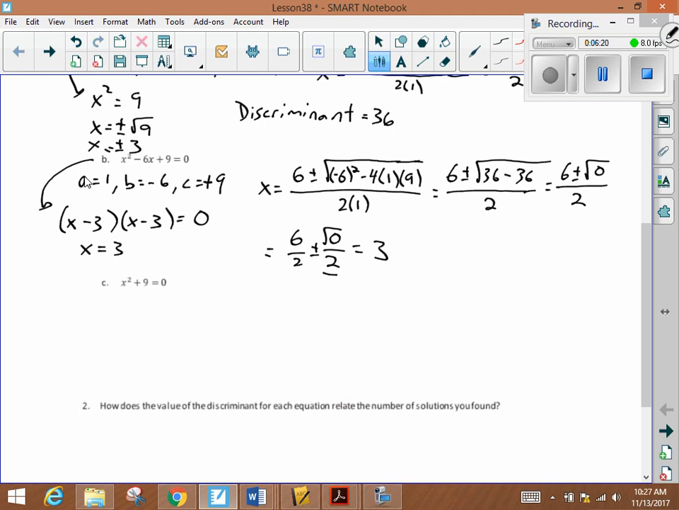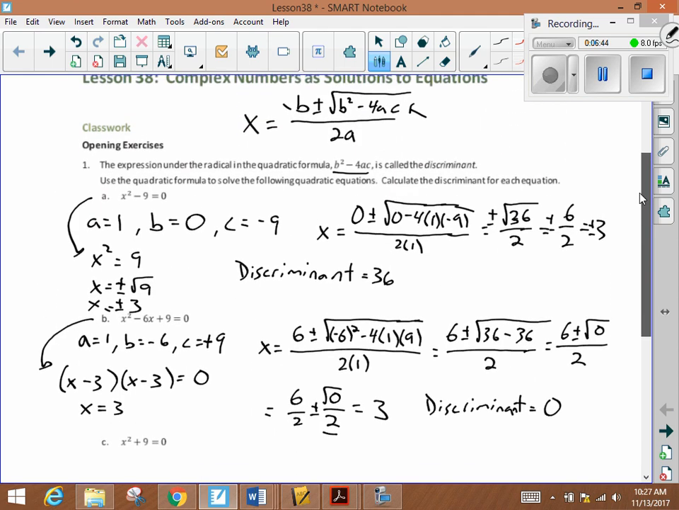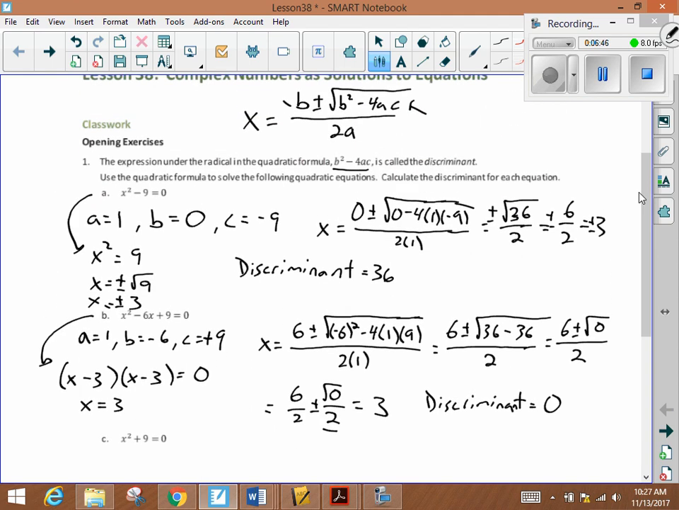So what happened here? Our discriminant was equal to 0. When we're writing our discriminant, we don't take the square root. It's the number within. The discriminant is what's under your square root. It says the expression under, so just the b squared minus 4ac.